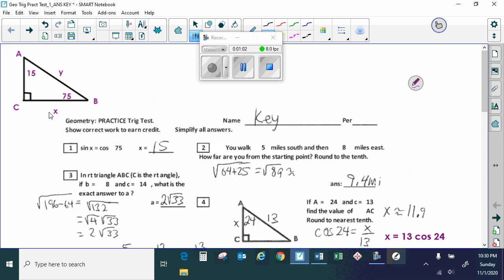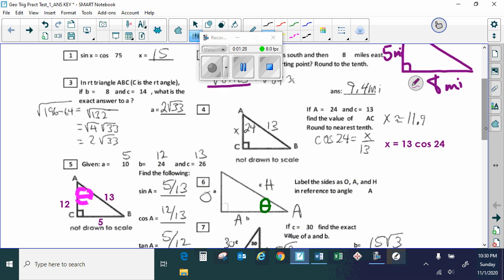Number two, you walk 5 miles south and then 8 miles east. So that's a right triangle, and now I'm just doing the Pythagorean theorem. A squared plus b squared equals c squared. So you have 64 plus 25. You take the square root, you get the square root of 89. Plug it in your calculator: approximately 9.4 miles.